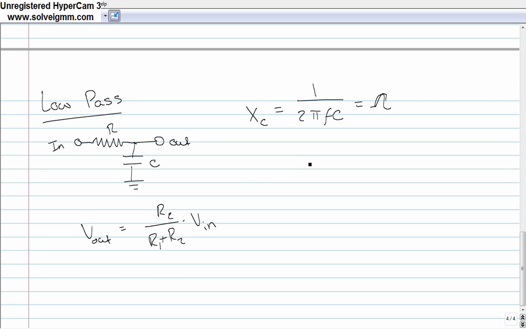So if we were to construct something with a capacitor of, say, 1 microfarad, that's 10 to the negative 6th farad, and we were to put in a frequency of 1,000 hertz, we would get something in the range of 159.155 ohms. That's how resistant it is to the frequency. So that's the resistance of the capacitor.